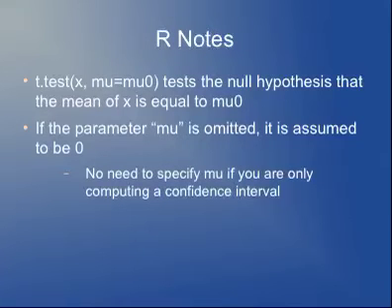So some quick notes about what the t.test function does. Here x is the data set that we want to look at. Mu equal to mu 0 is the specific population mean that we're testing. So if we omit the mu in this function, it'll automatically test that mu equals 0. But if we're just using the t.test function to calculate a confidence interval, we don't need to worry about specifying mu. So if you're just wanting to use this test to save some time and calculate a confidence interval, you don't need to worry about specifying a mu value.